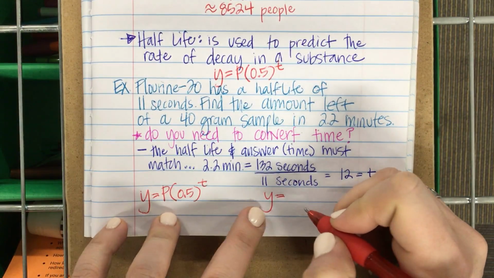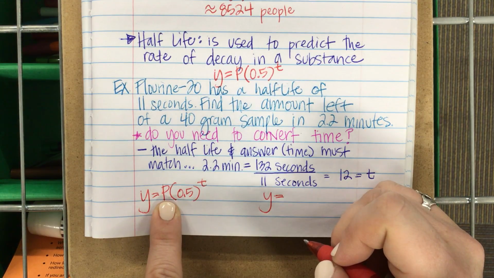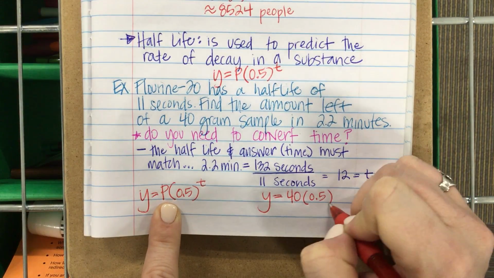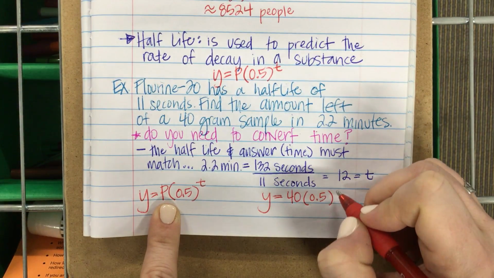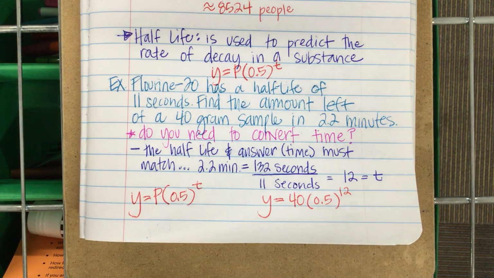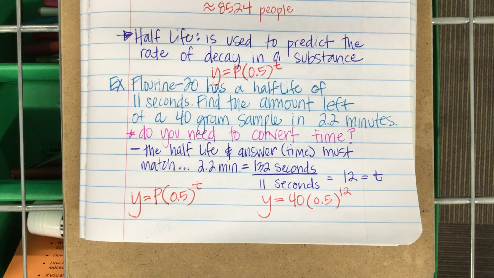Y equals P, what's my principal? How many do I start with? 40. Times 1/2 to the power of 12. Ladies and gentlemen, how come I didn't use the number 20? Where does that go in my problem? Nowhere. It's the name, right?